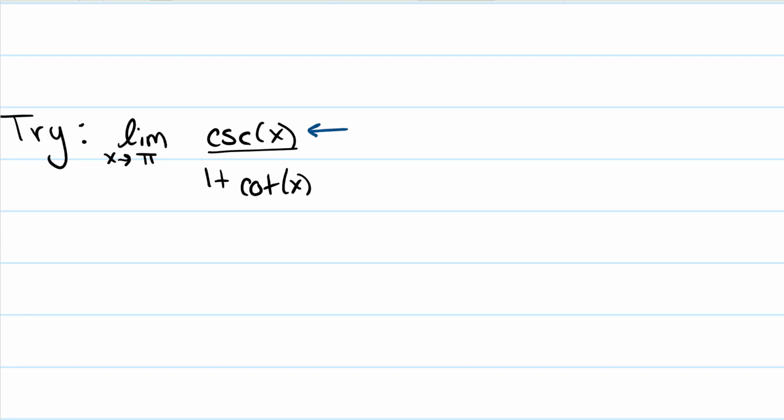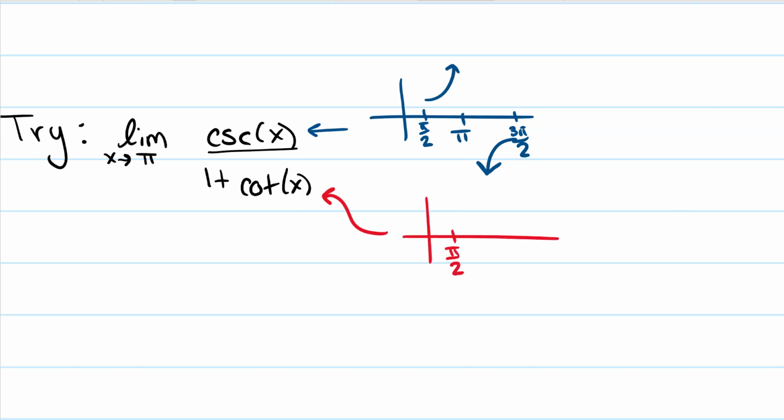So I'm going to graph cosecant of x around pi. So here's pi over 2, and here's 3 pi over 2. So cosecant of x looks something like this. And then I'm going to go ahead and graph cotangent of x around pi. And this is going to look something like this, because it's 1 plus, it's been shifted up by 1.